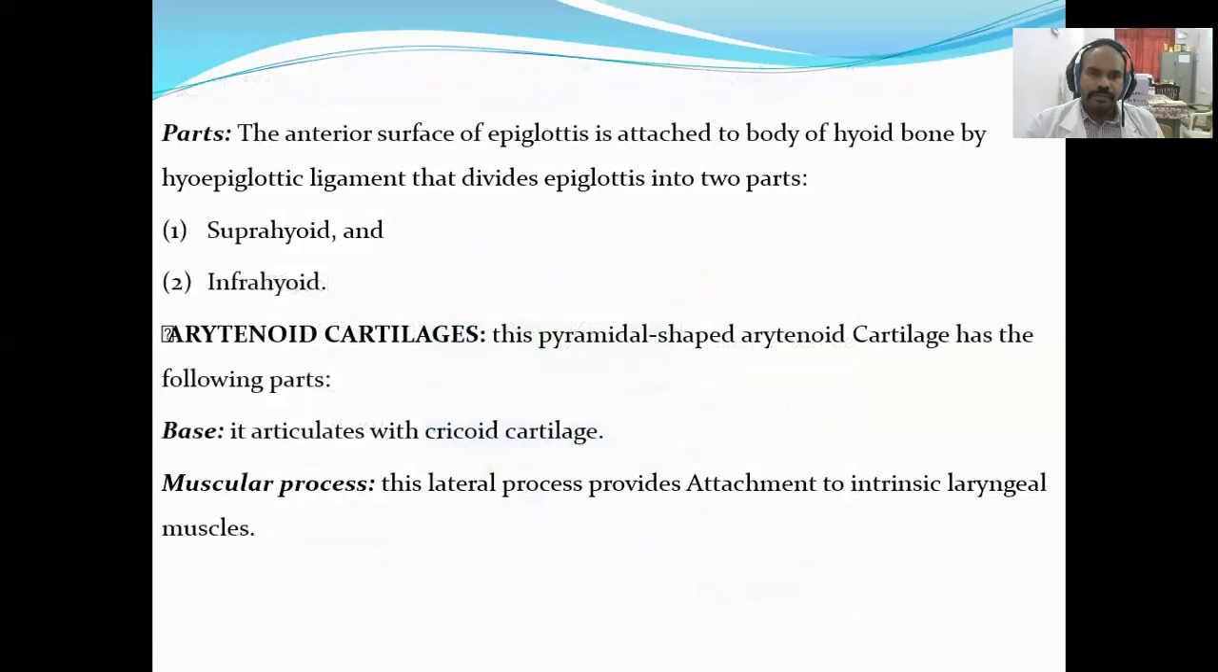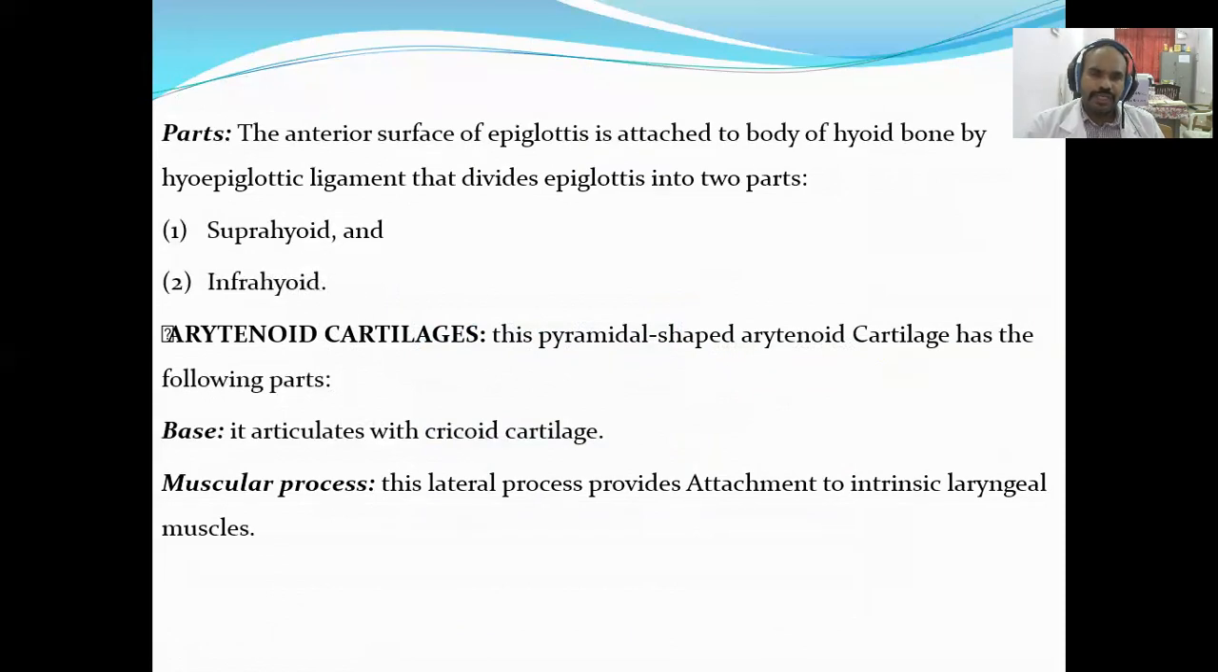Then the parts of the epiglottis: the anterior surface of the epiglottis is attached to the body of the hyoid bone by the hyoepiglottic ligament. This hyoepiglottic ligament divides the epiglottis into suprahyoid as well as infrahyoid components. Okay, then moving on to the paired cartilages.